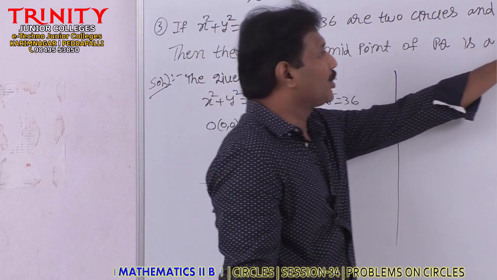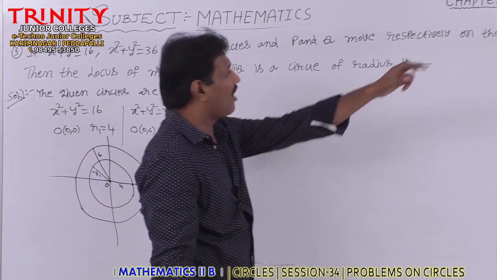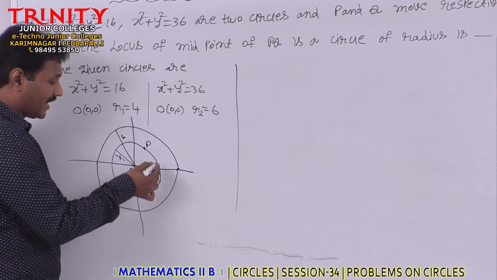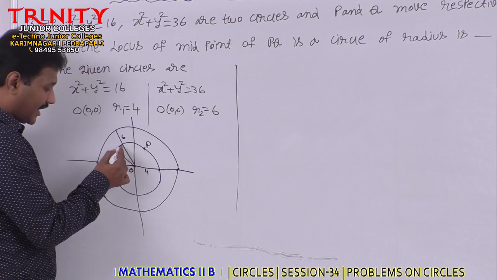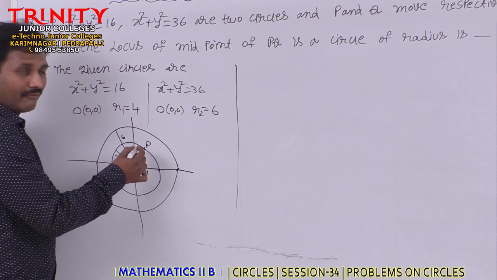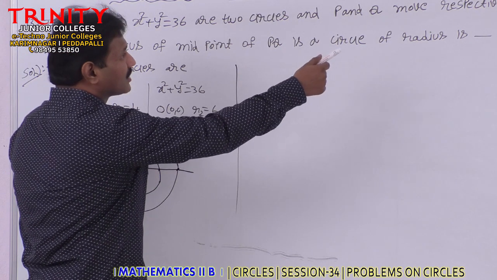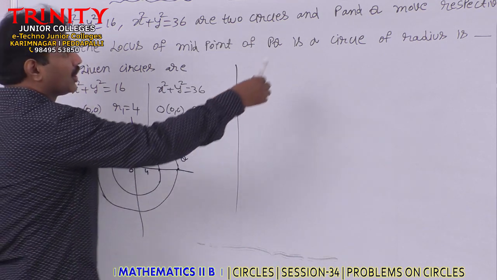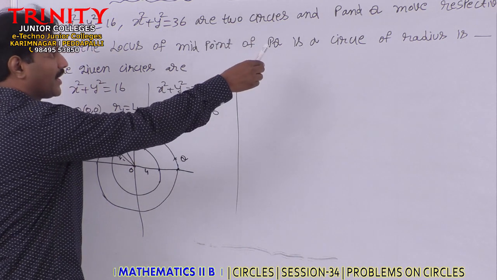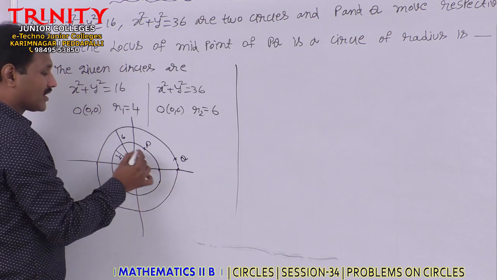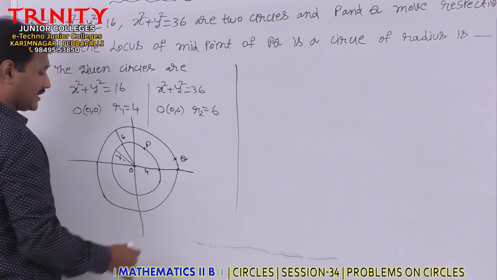Here, P and Q move respectively on these circles. Suppose P is a point on the first circle. The point P lies here, in any one position. Suppose Q is the point that lies here. P and Q are two points moving on the circles. P is the point on the first circle, and Q is the point on the second circle.